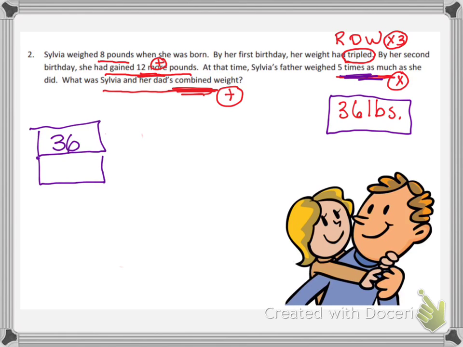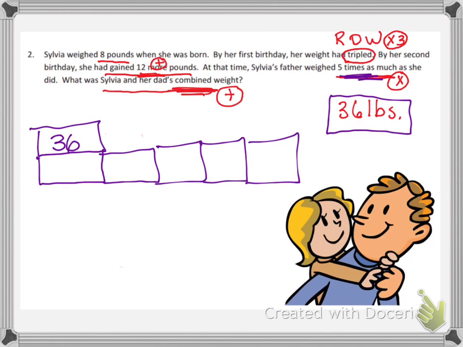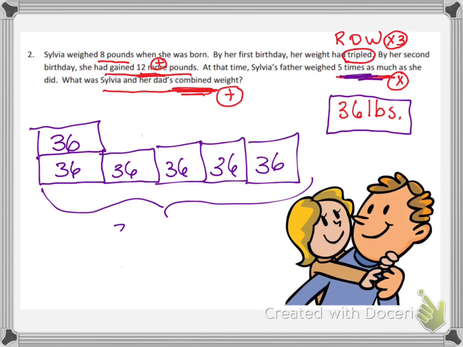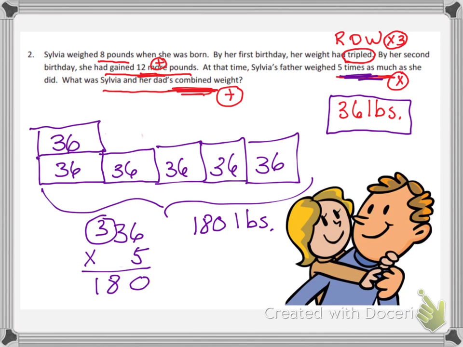Well, we need to show that. 1, 2, 3, 4, 5. 36, 36. So we have 5 groups of 36. So we have to figure out what that is. What is the total here? Well, that is 36 times 5. And in the 1s, 6 times 5 is 30. 0, carry the 3. 3 times 5 is 15, plus that 3 is 18. So her father weighs 180 pounds. But we're not done.